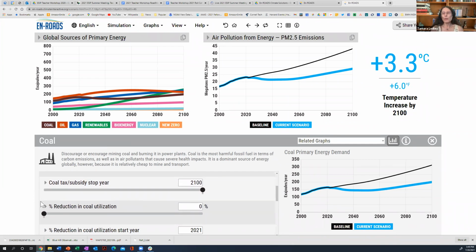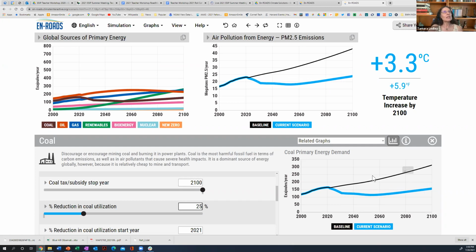And what that means, if somebody says one of their solutions is to use fewer plastic bottles, well, oil and coal are the energy source for creating those things, so you can just set a percentage decrease of coal utilization. So if I say 25% here, you can see that there's an impact on the air pollution, but also on coal as a primary energy demand. And I think that is reflected in this brown line here.